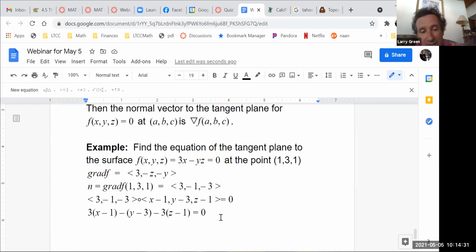If you wanted to get z as a function of x and y, you can always do algebra. Multiply through and solve. But this is definitely an equation of the tangent plane. Isn't that easy? And easy to remember? Just take the gradient, dot it with the displacement vector, get 0, and that's the equation, period.